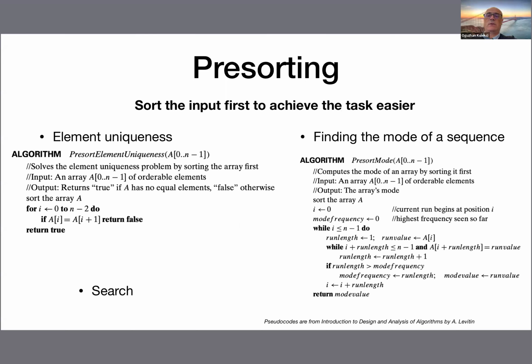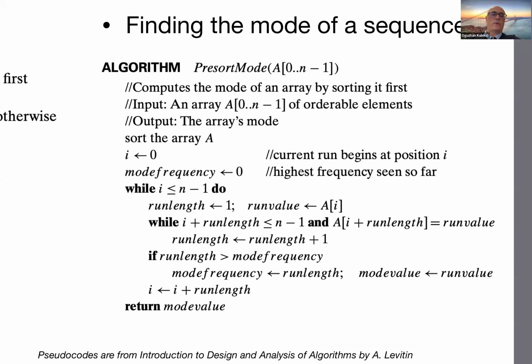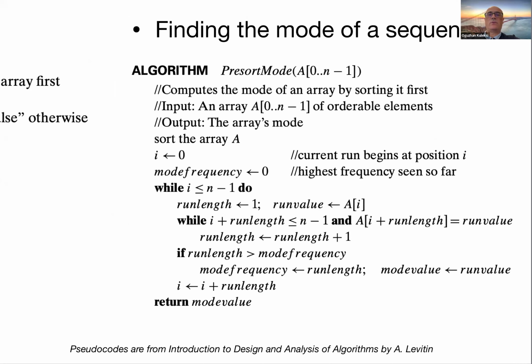Let me make it a bit more focused for you to follow. Again, you see the presorting. What we do here is we just sort the array first. Sorting the array brings an n log n load. And you set i equal to 0, mode frequency equal to 0. So the current run is nothing, and the highest frequency seen so far is just 0.